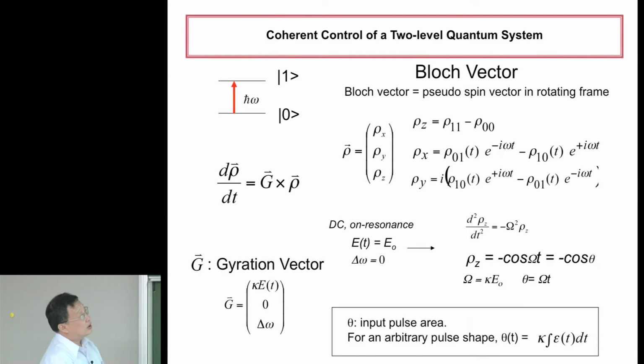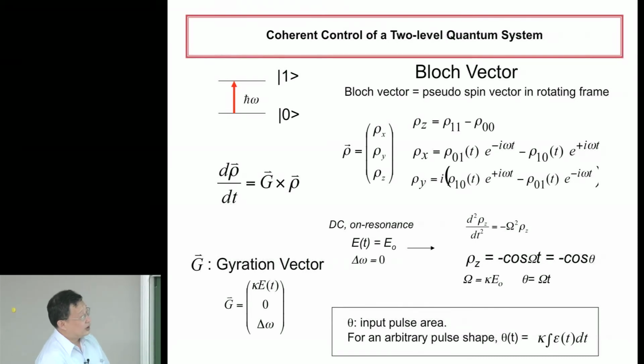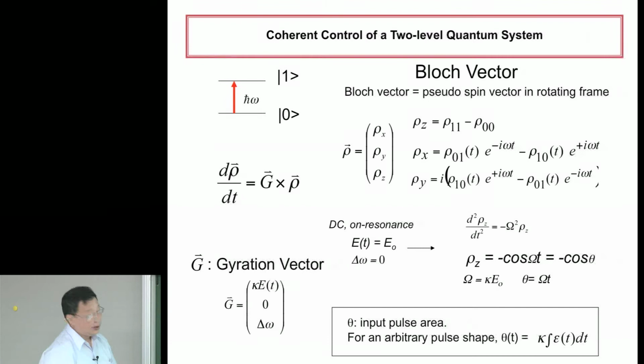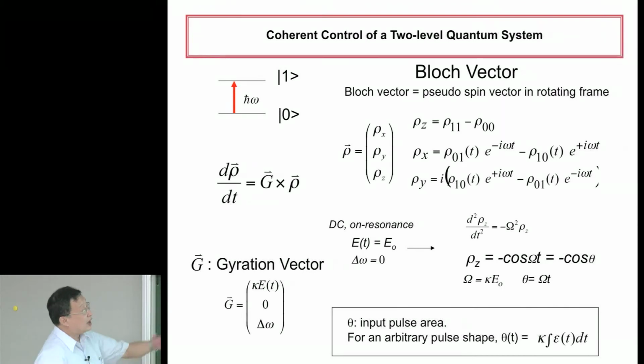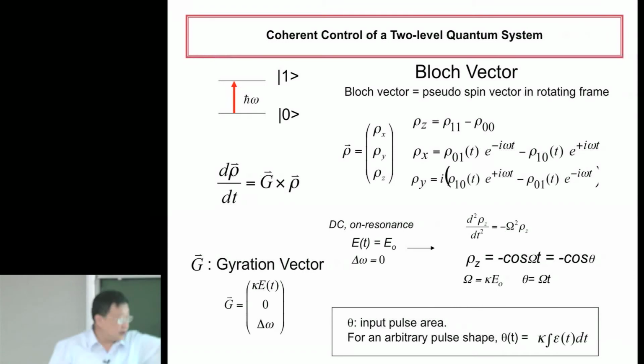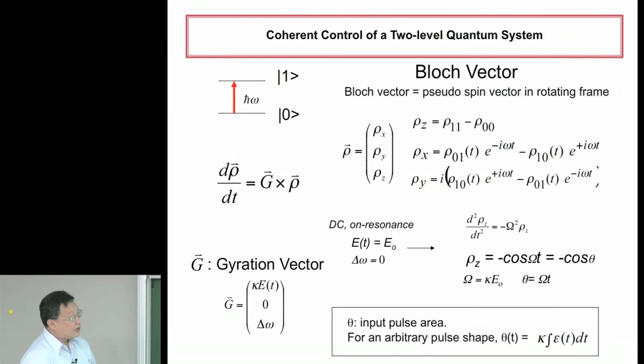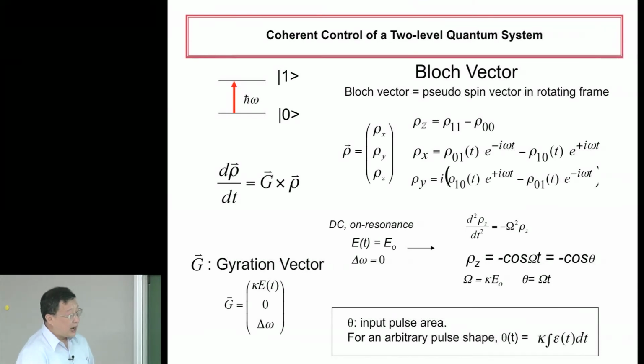So the coherent control of a two-level quantum system is usually defined with this Bloch equation, okay? And this is the Bloch vector, the dynamics of the Bloch vector, and this is equal to G, a gyration vector, and a cross product of that. And this is a little bit like what you do in classical mechanics. You have a torque, okay? And how this torque behaves can also be described by this equation. In the external field, the gyration vector is really defined by your control. It's like your control pulse. And the gyration vector can be written as this.